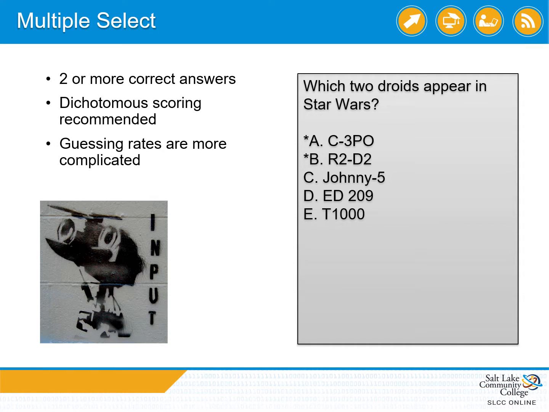A concern with multiple select items is that the guessing rate and scoring is actually more complicated than it appears. Avoid using this item type, except when it makes more sense to ask for 2 or 3 options instead of only 1. Multiple select items are good when you want to get a few closely related concepts together in one item.